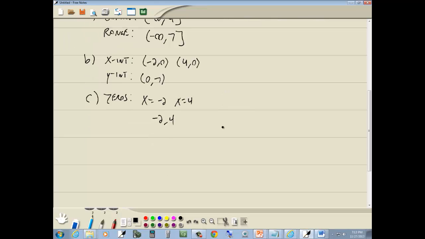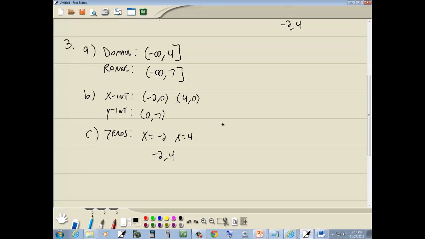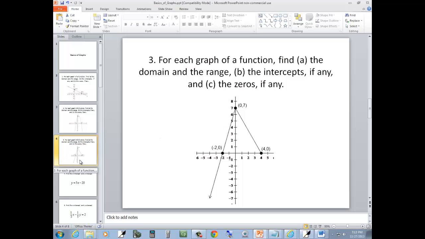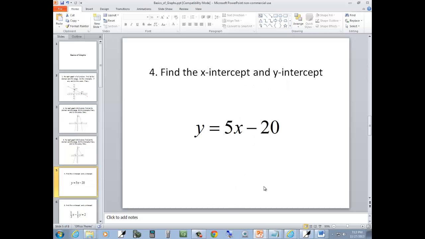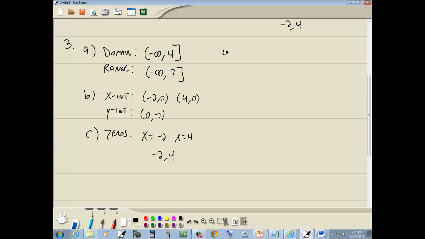Okay. Now that's how to do it graphically. Let's talk about how to find some of these items algebraically. That's what the next problem indicates. It says find the x-intercept and y-intercept. So we got y is equal to 5x minus 20. Now to find the x-intercept, you always plug 0 into the other variable.